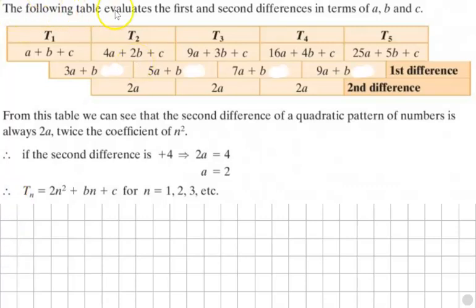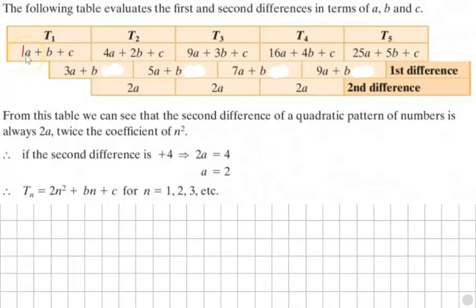Okay, so the following table evaluates the first and second differences in terms of a, b, and c. So for term 1, we have a plus b plus c. For term 2, we have 4a plus 2b plus c. For term 3, we have 9a plus 3b plus c. For term 4, we have 16a plus 4b plus c. And for term 5, we have 25a plus 5b plus c. So this a here really has an invisible 1 stuck onto it.